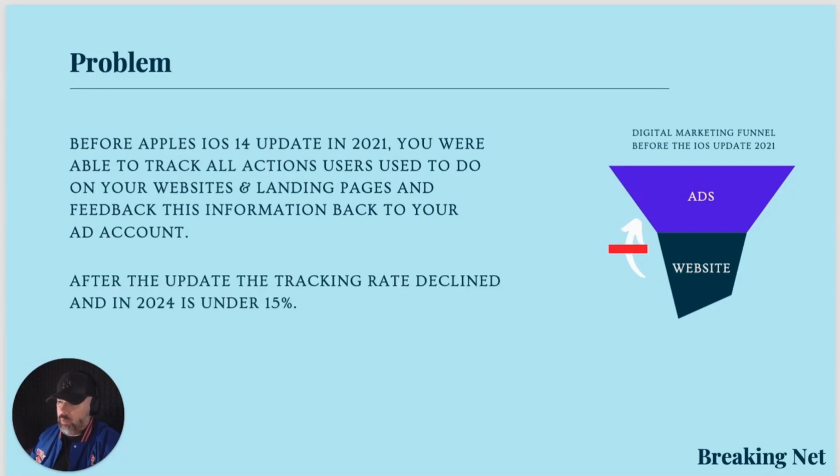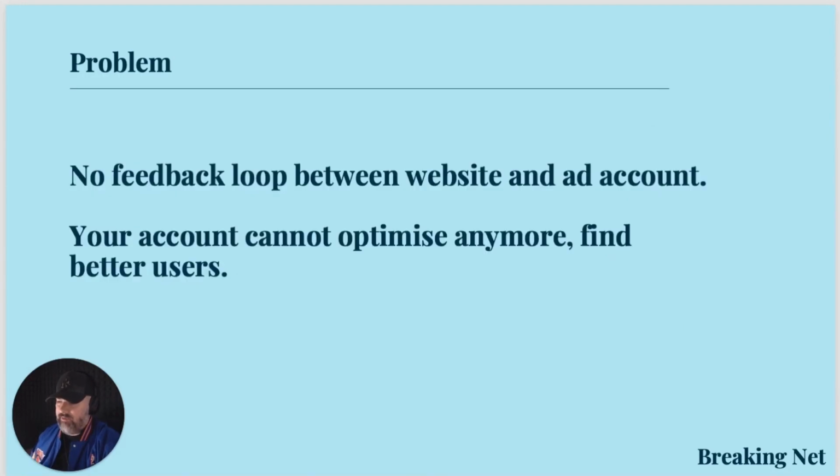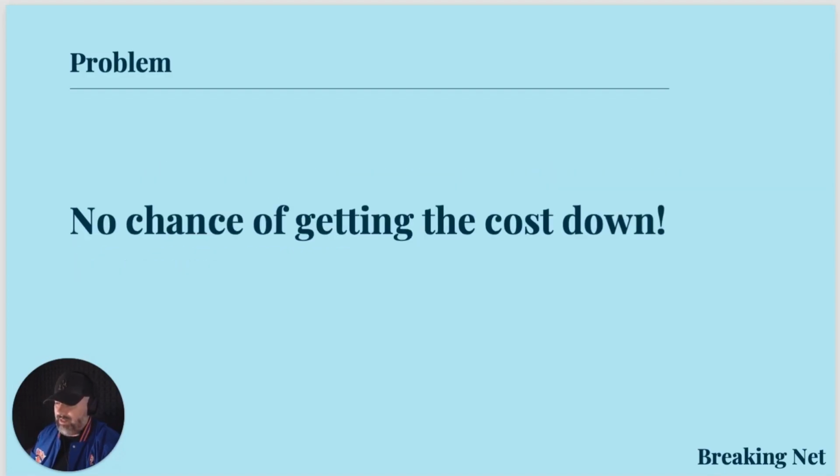lower cost. But with the update, the tracking rate now is under 15%, resulting in no communication between the website and the ads, and now you just send random people to the website and hope that there would be some results in it. So you have no feedback loop between the website and the ad account, and the account therefore cannot optimize anymore to find better users, and that is hindering your chances of getting your costs down.